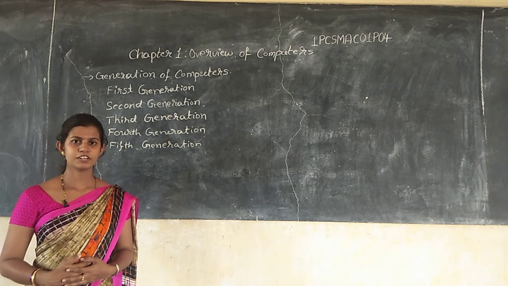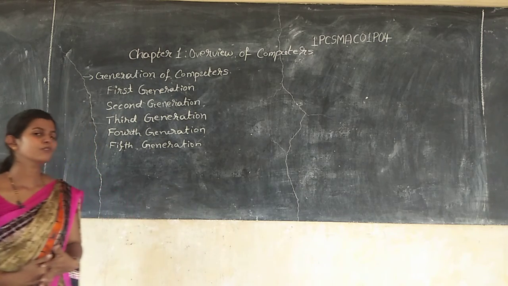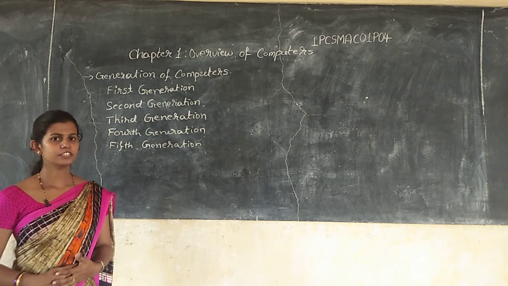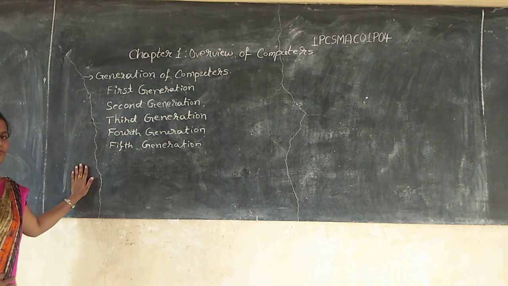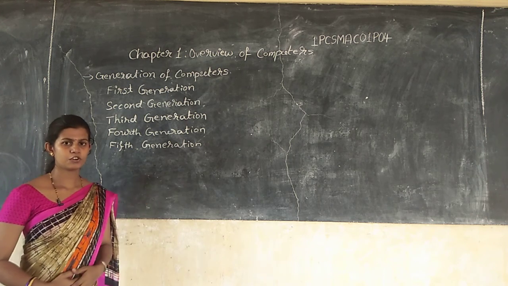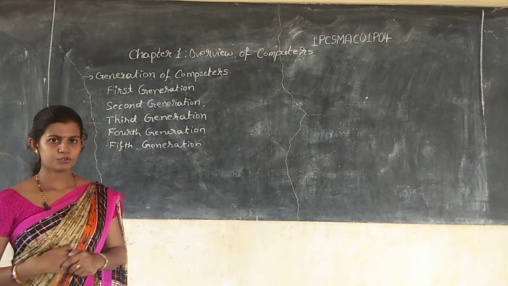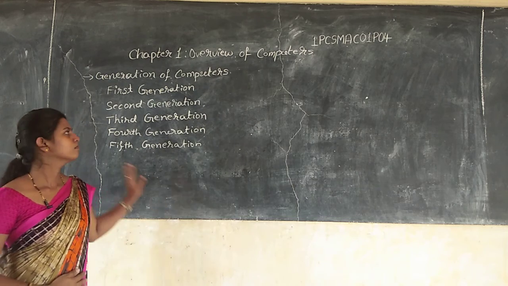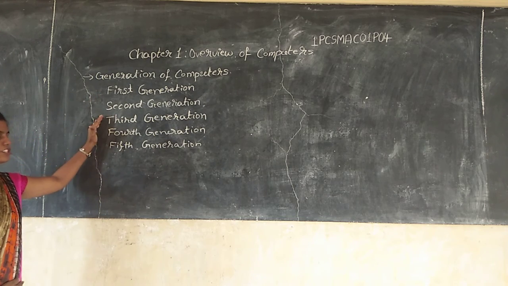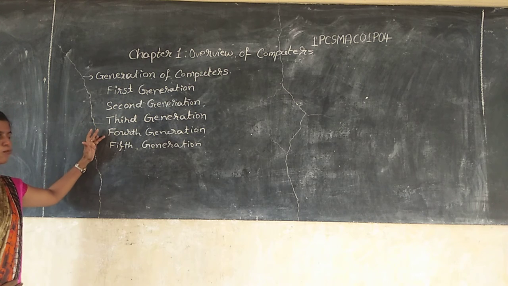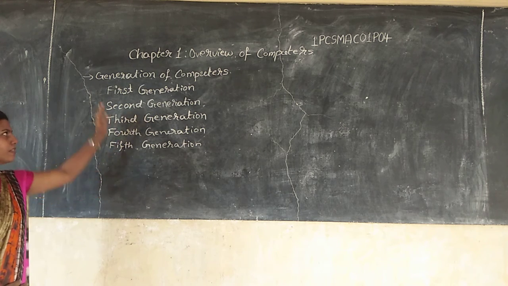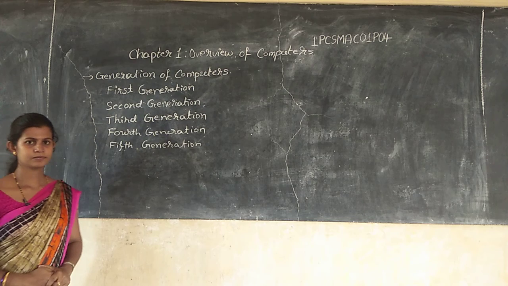In last session we were discussing the chapter Overview of Computers. In this session we will continue with the topic Generation of Computers. Depending upon the development of technology, the generation of the computer is classified into 5 types: first generation, second generation, third generation, fourth generation and fifth generation. We will see one by one.